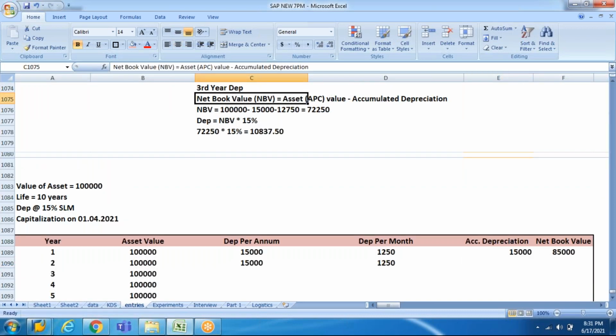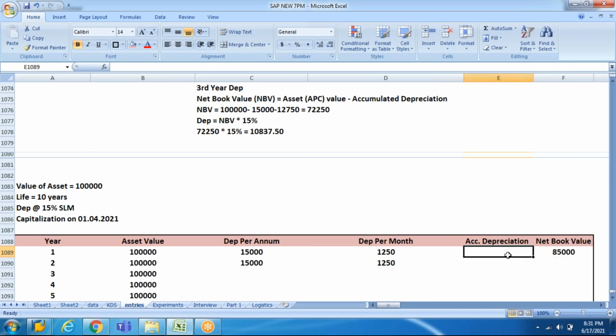Net book value is always asset value minus accumulated depreciation. Correct? If you wanted to get this net book value 85,000, you will have to take asset value and you have to deduct accumulated depreciation. For the first year, you will not have any accumulation. So initially I did not write. So straight away you are taking per year depreciation, which is giving you correct net book value, which is fine for the first year.